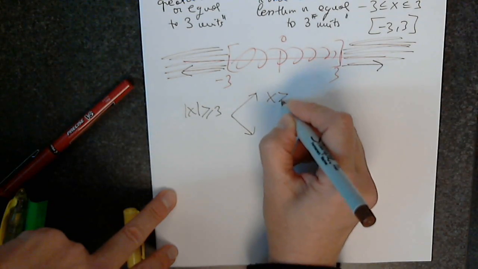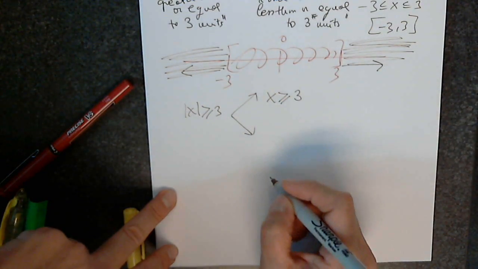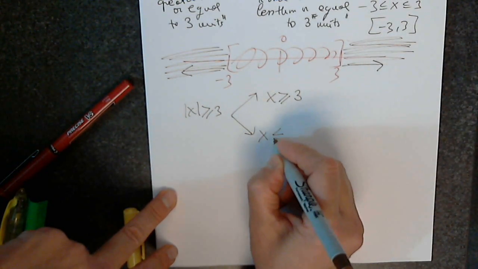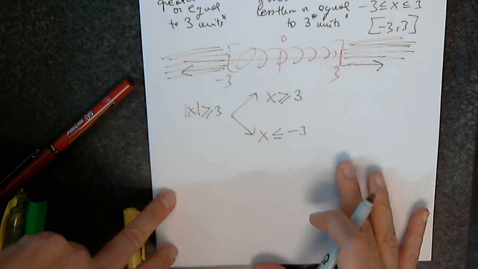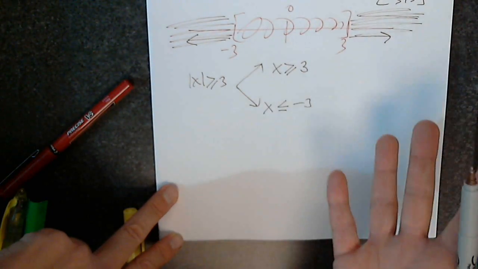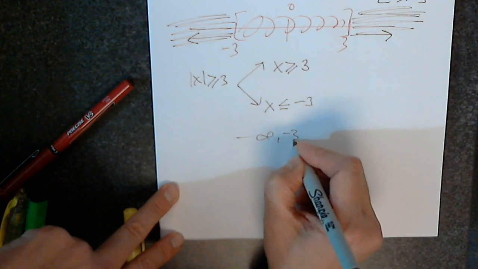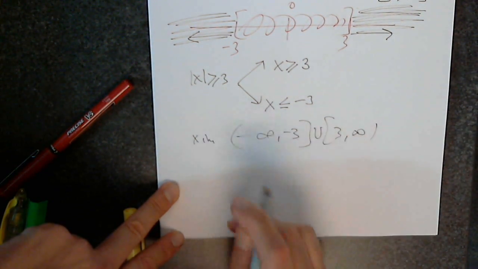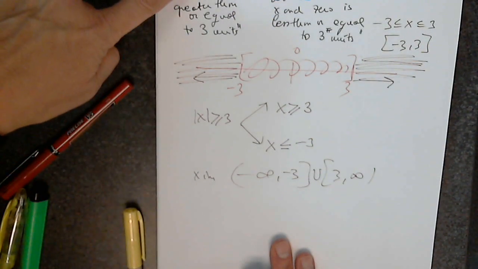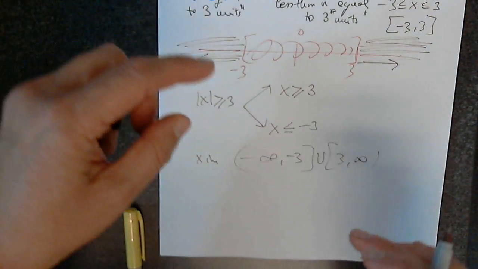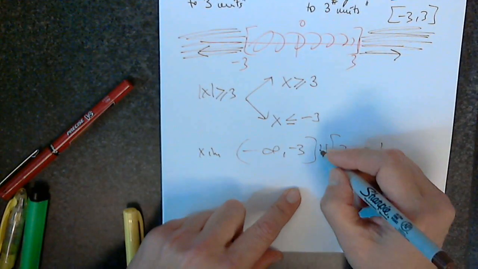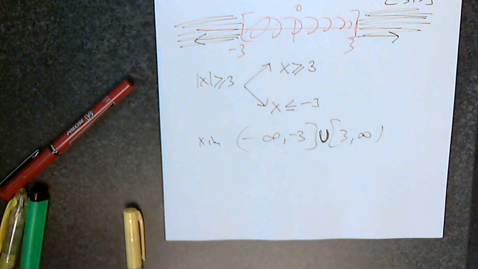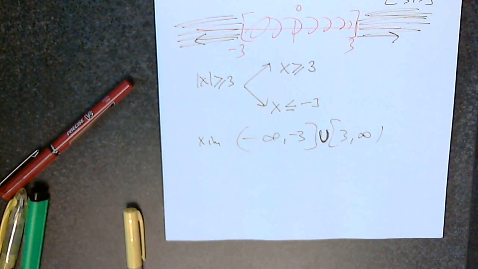X is greater than or equal to 3, perfect, and x is less than or equal to -3. Perfect. So therefore, the solution for this is more complicated: -infinity, -3, union 3 to infinity. So that's why this is more difficult, because you have to separate the inequalities, and then you have to use the union symbol, for sure. No questions asked, or no doubt.